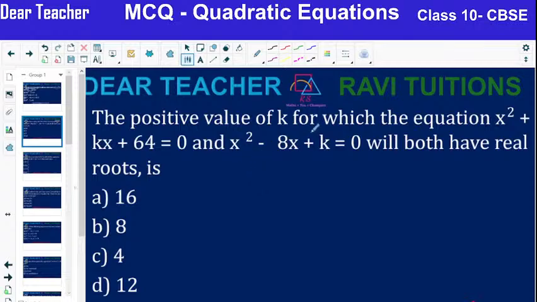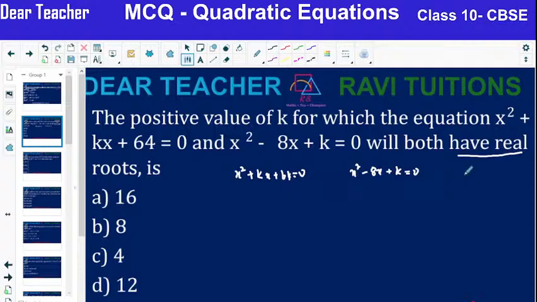Second question. The positive value of k of the equations x square plus kx plus 64 is equal to 0 and x square minus 8x plus k is equal to 0, where both equations have real roots. So here two equations are given, x square plus kx plus 64 is equal to 0 and x square minus 8x plus k is equal to 0. In this, both have real roots.